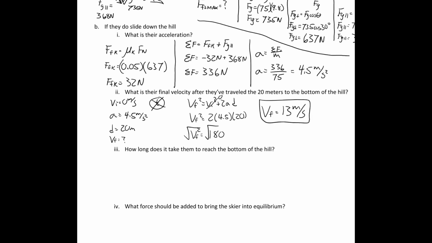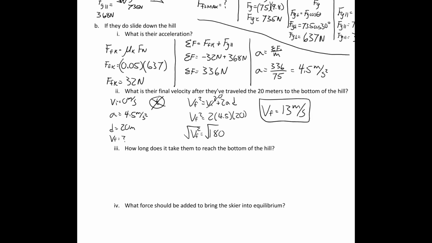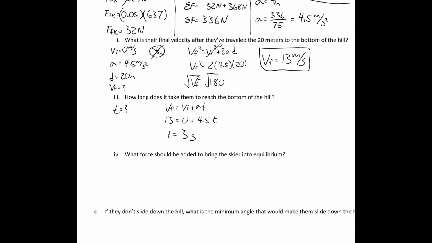Then it says how long does it take them to reach the bottom of the hill. So now we are looking for T, and you have everything else. So you could take your pick on which equation you want to use. My go-to is normally this. VF is 13, VI is 0, 4.5 T. So you do 13 divided by 4.5, and you get about 3 seconds if you rounded.